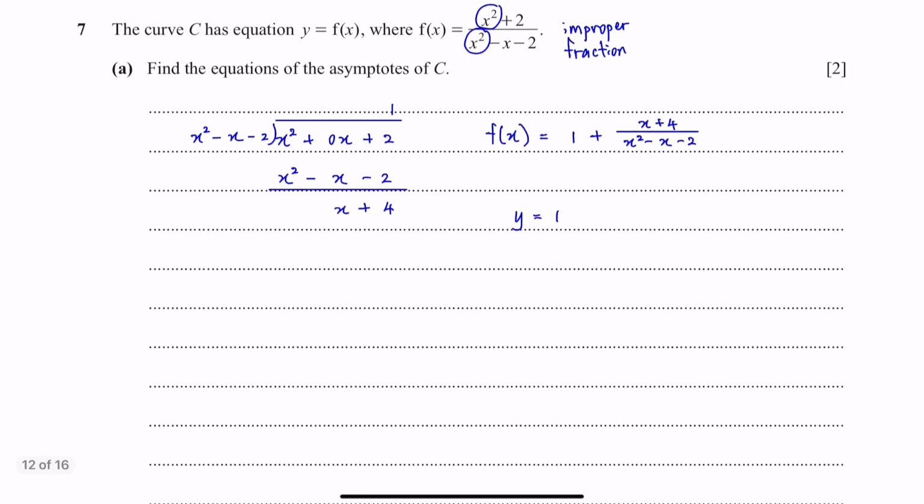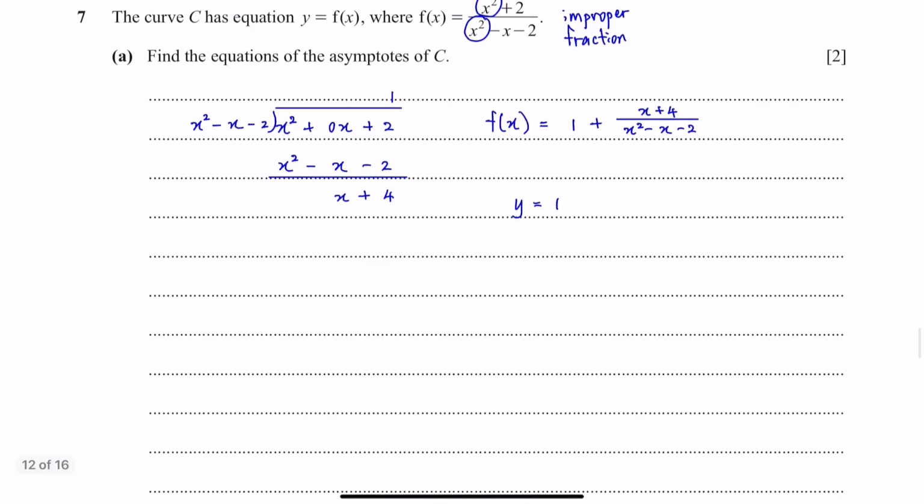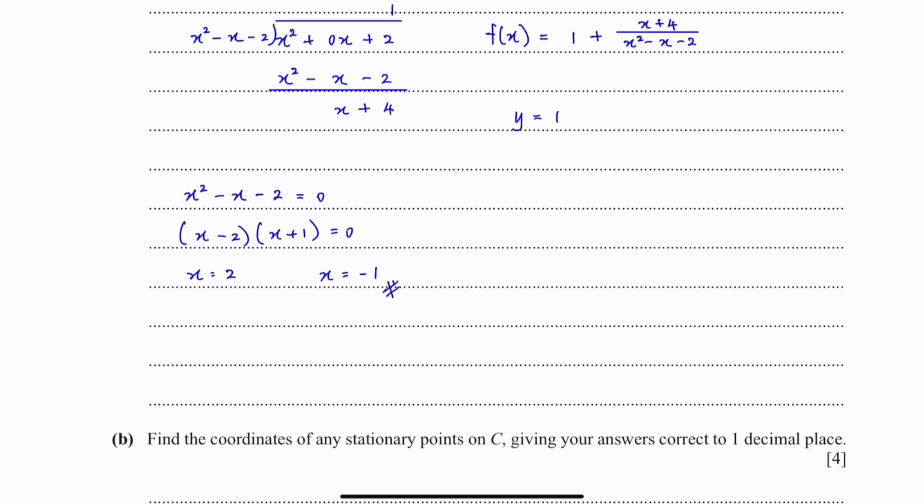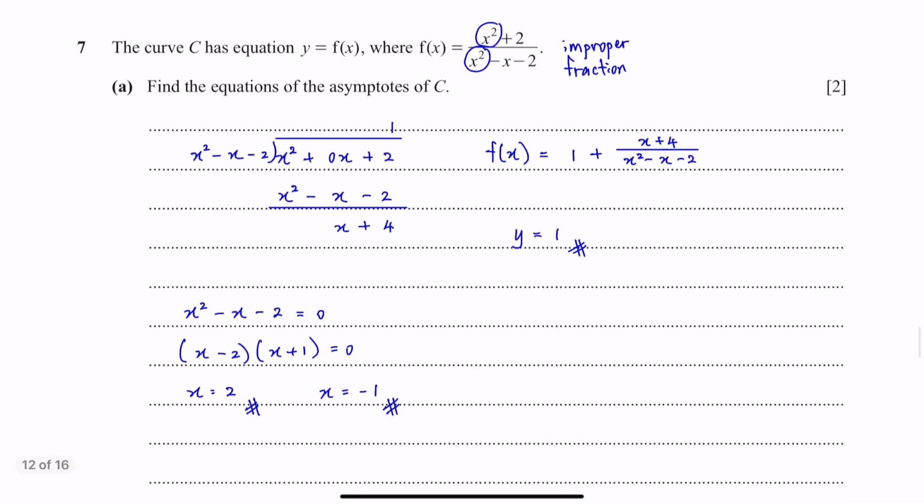And for the vertical asymptote, we take the denominator equals to 0. So x squared minus x minus 2 equals 0. Factorize it. So x equals 2 and x equals negative 1 are also asymptotes. So these three are the asymptotes of f(x).